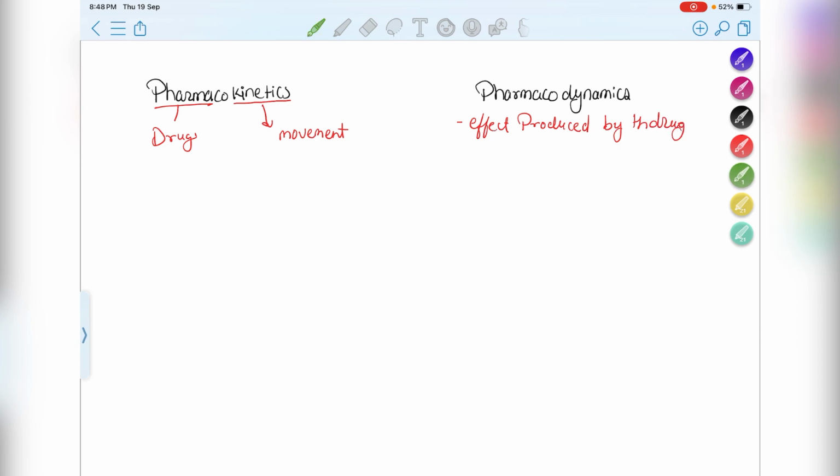In short, we can say that pharmacokinetics is what the body does to the drug, and dynamics means what a drug does to the body.